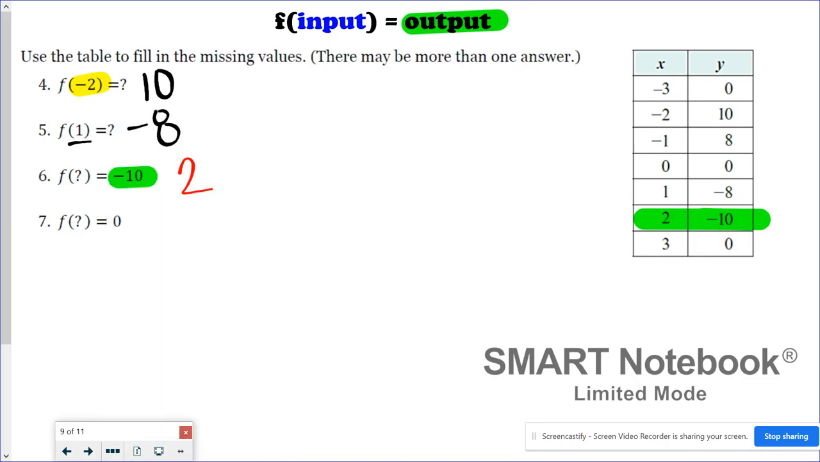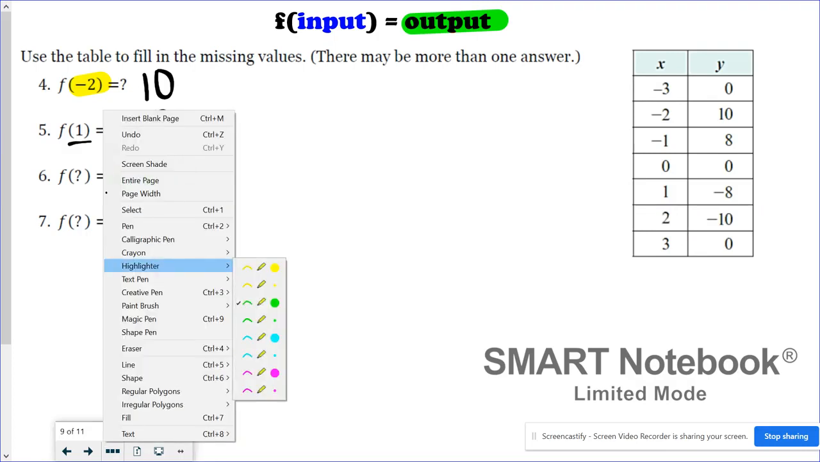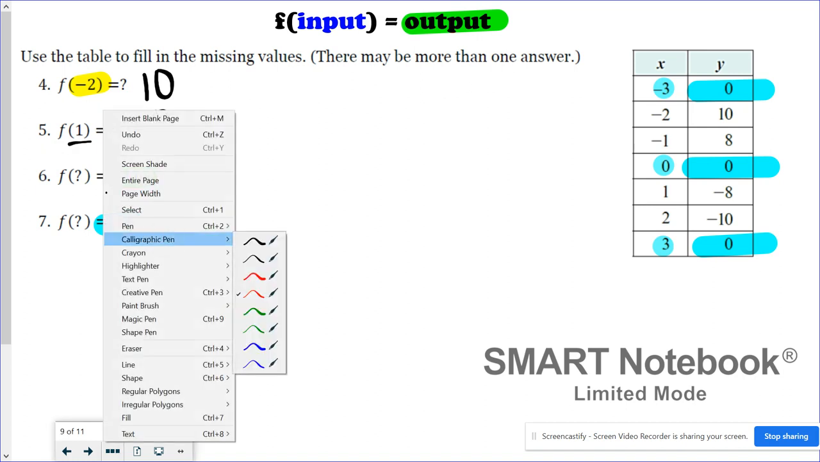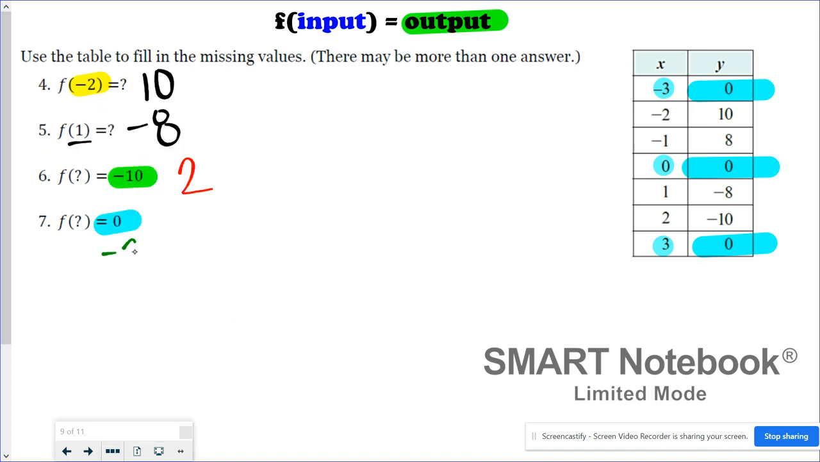So let me erase this once again so we can take a look at number 7. It says f of what is 0. So I'm going to locate where my output values are 0. Do you see that? There are 3 places where I have this output value of 0. So that means there are 3 solutions here: negative 3, 0, and positive 3. All of those are solutions to this problem, because when I solve a functional equation, it's totally possible to get 0, 1, or more than one solution.